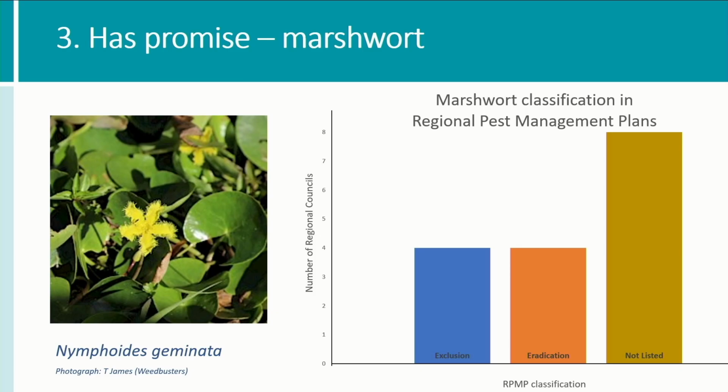It's not known to set seed in New Zealand, and from all the regional pest management plans in New Zealand, 4 councils have got it as exclusion. Waikato Regional Council is one of them. 4 have it as eradication, and 8 don't list it at all.